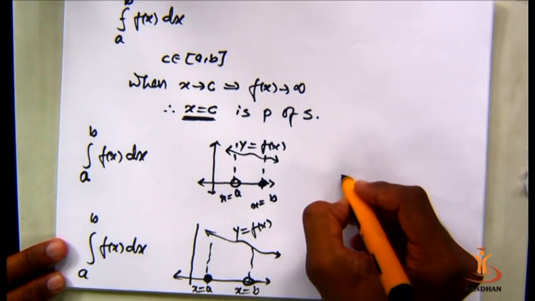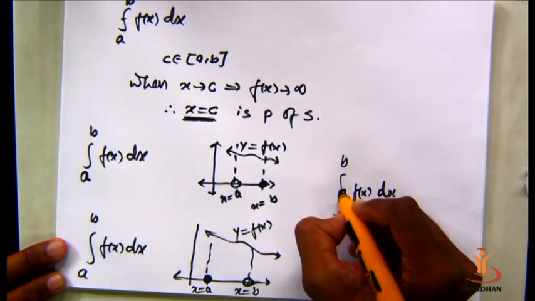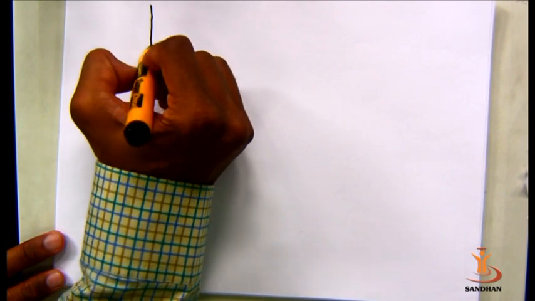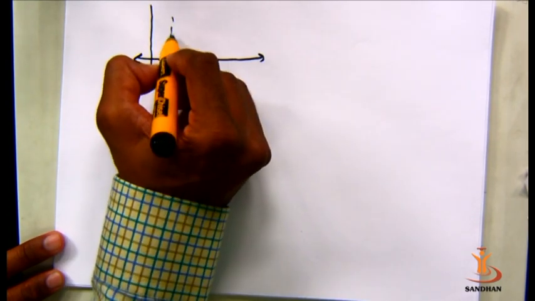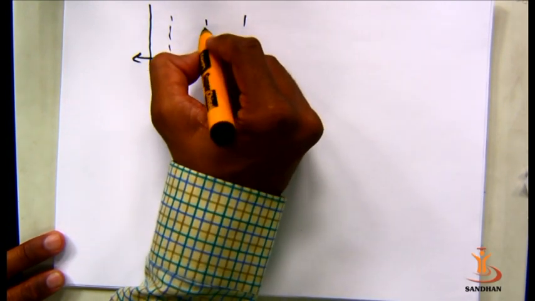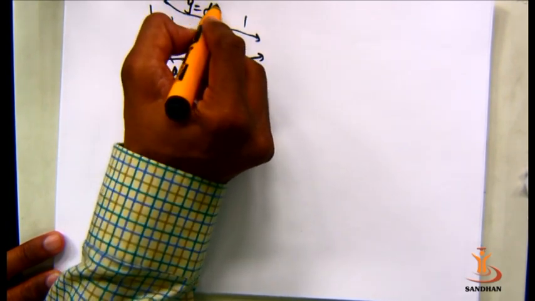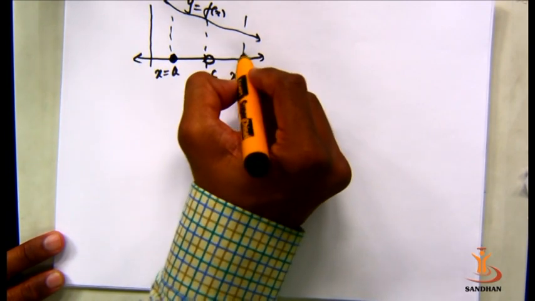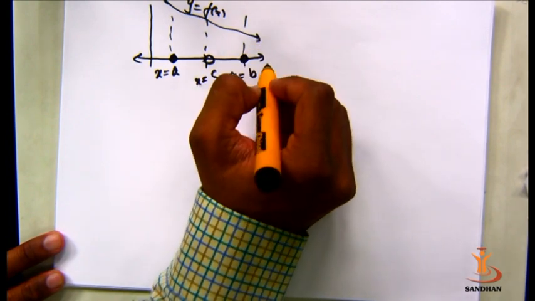And the third one, between a to b, at any point, say c, the function is not defined. Let us consider the x-axis, the line x equals a, and the line x equals b. Say this one is the line x equals c. Consider any function y equals f(x), and at c the function is not defined, at a the function is defined, at b the function is defined. This kind of integral is also said to be an improper integral.